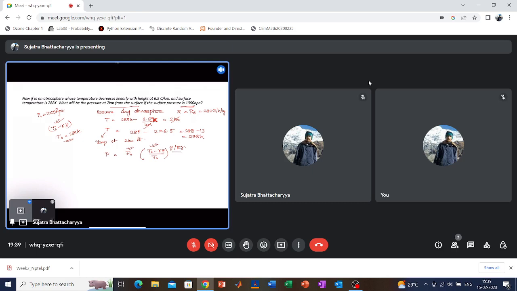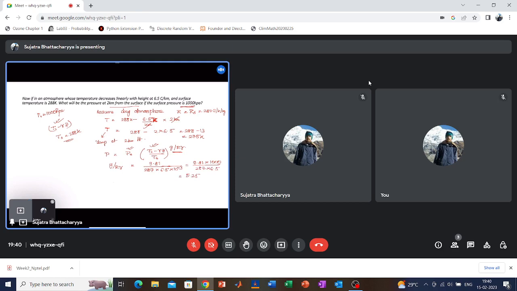Now next thing required is to calculate this G upon R gamma. Carefully look at how I am calculating it. G will be equal to 9.81 meter per second square. R will be nothing but RD, 287. But gamma is not in SI unit, it is in degrees Celsius per kilometer. So I will write 6.5, and from kilometer to meter I have to convert, that's why I write 10 to the power minus 3. So 9.81 into 10 to the power minus 3, taking it upward, it will be 1000 divided by 287 into 6.5. This will come out to be near 5.25.